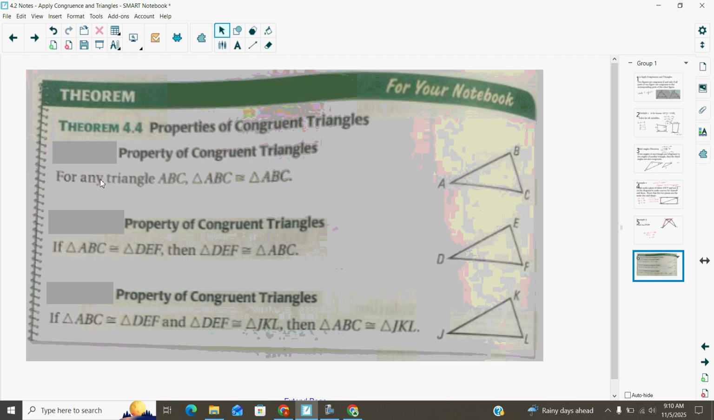So it says for any triangle, ABC is congruent to itself. We said that segment AB is congruent to segment AB. Anything is congruent to itself, even triangles. What is that? We actually used it earlier. That's the reflexive property of congruent triangles.